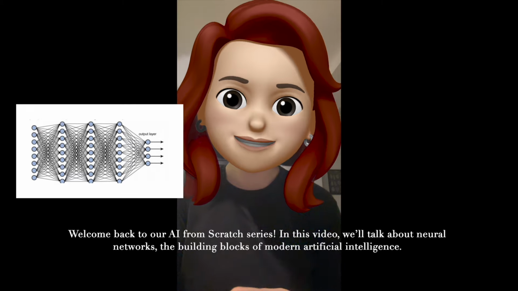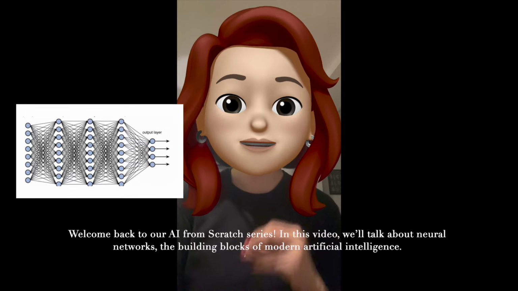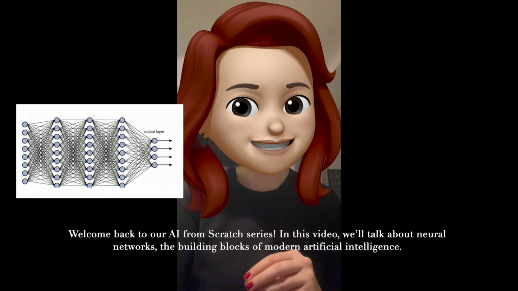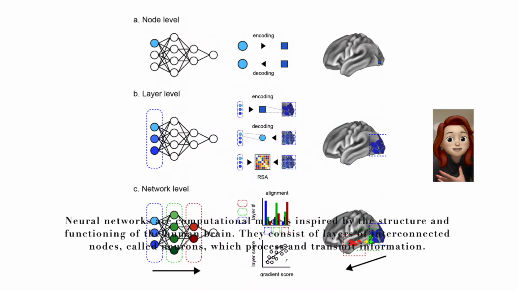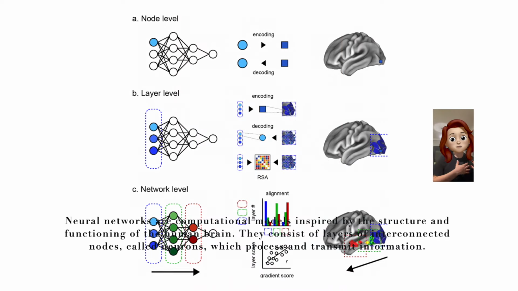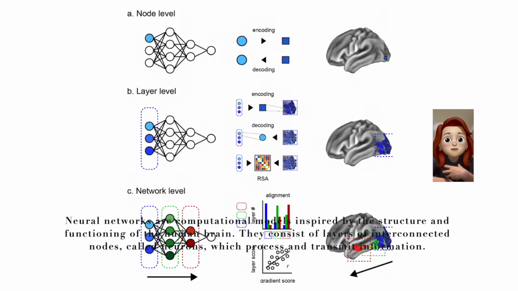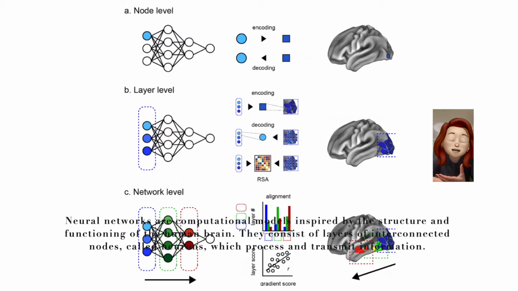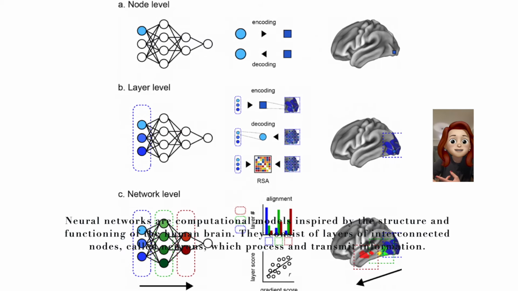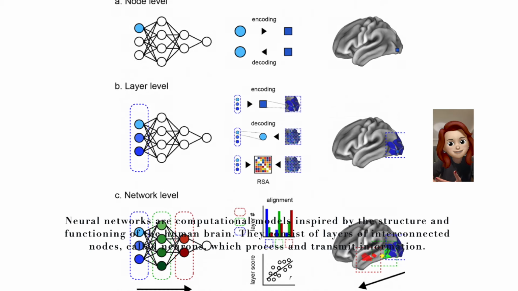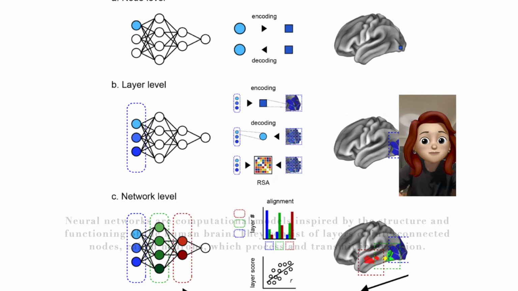In this video, we will talk about neural networks, the building blocks of modern artificial intelligence. Neural networks are computational models inspired by the structure and functioning of the human brain. They consist of layers of interconnected nodes called neurons, which process and transmit information.